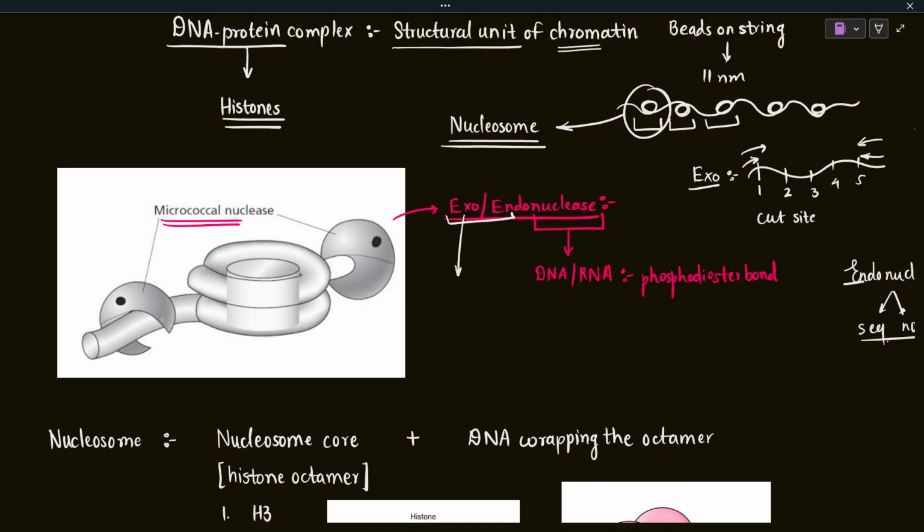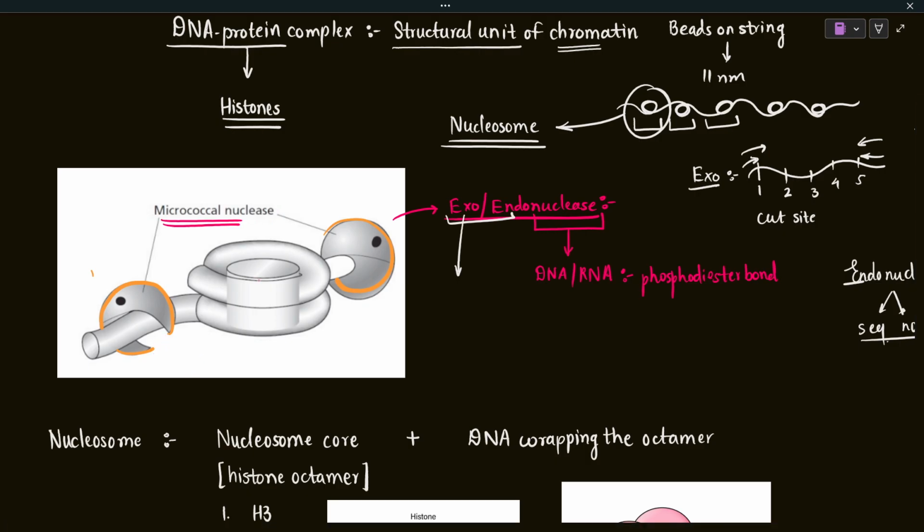So this is the micrococcal nuclease. This is also known as MNase. So this is MNase and this is the other MNase. Okay, so these are the MNases. What happens is MNase must cover the DNA. It must cover the whole DNA for it to cut it. So it should be covering the whole DNA, and only then it can cut the DNA.